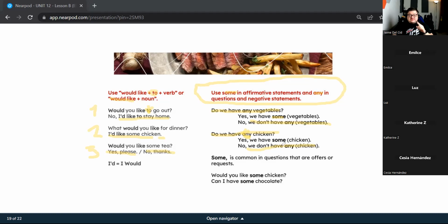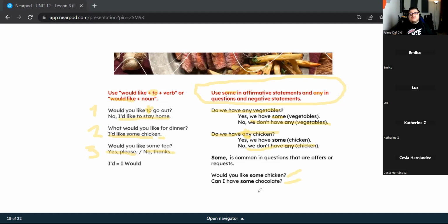La única excepción de some en las preguntas es cuando nosotros ofrecemos algo. Por ejemplo, llega visita a nuestra casa y nosotros le queremos ofrecer algo a alguien. Entonces yo le pregunto: would you like some chicken? Would you like some coffee? En esas excepciones nada más, cuando hablamos de preguntar por algo amablemente y ofrecer algo. Entonces, offers or requests.